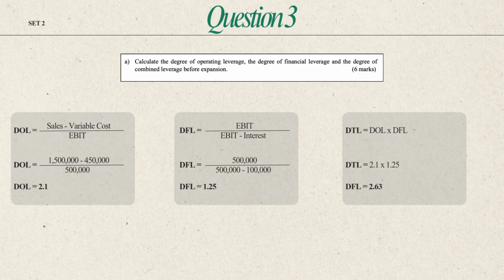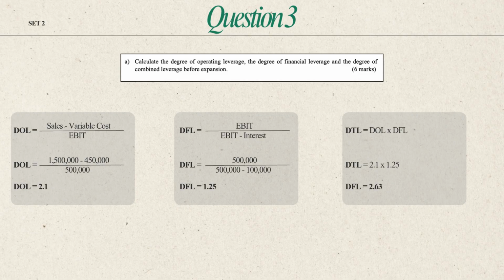Next, we calculated the degree of financial leverage. The formula for degree of financial leverage is EBIT divided by EBIT minus interest. So, EBIT is given in the question, 500,000 ringgit, and interest expense is also given in the question, 100,000 ringgit. Therefore, the degree of financial leverage is 500,000 divided by 400,000, which equals 1.25. So, this shows that a 1% change in EBIT will lead to a 1.25% change in earnings per share.